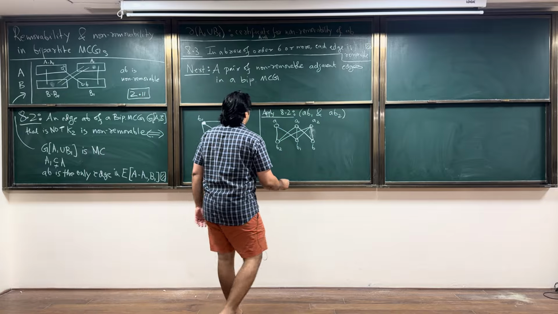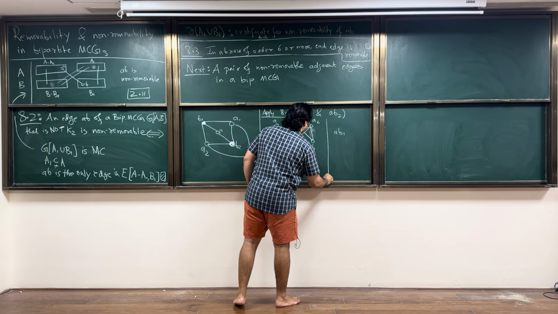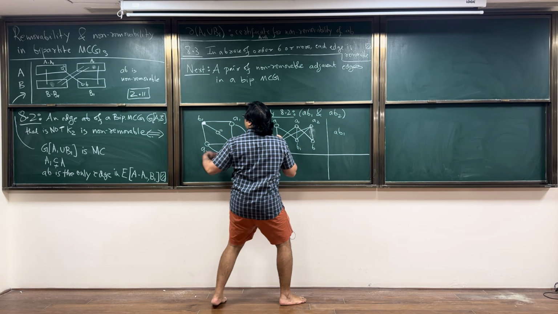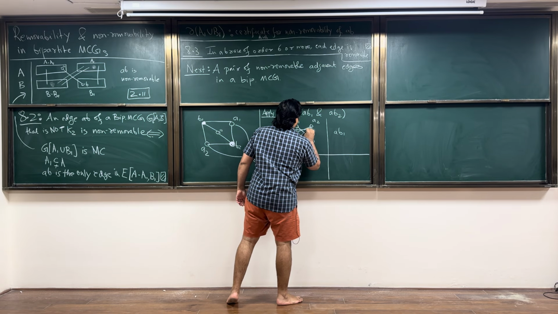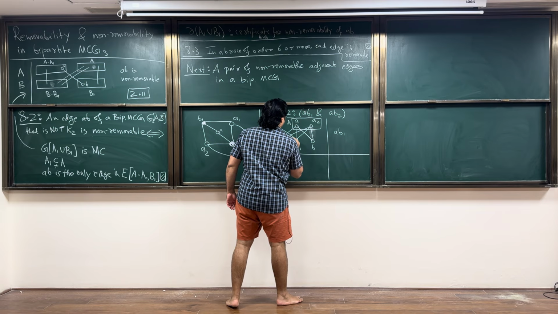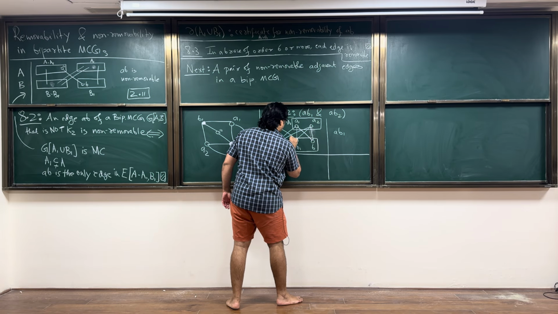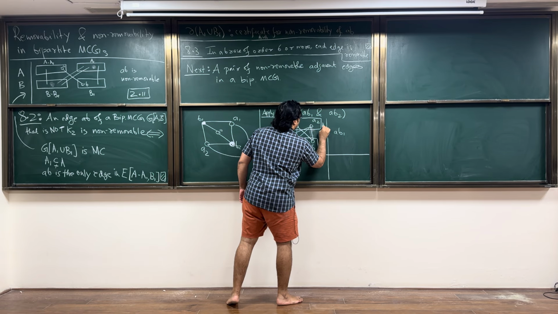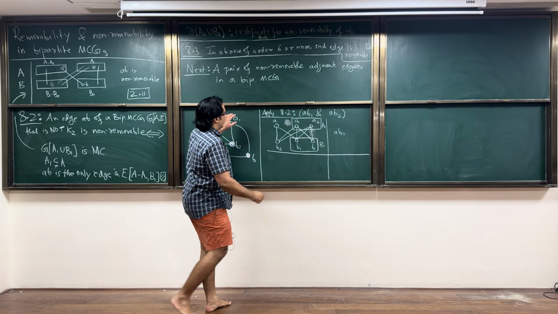This is for the edge AB1. Let me also label the sets A1 and B1. Those are the two sets I will label. Capital A1. This is my capital A1, and this is my capital B1.